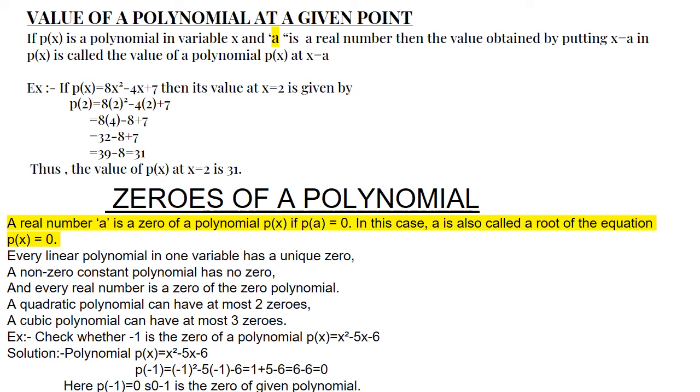If p(minus 1) is not equal to 0, we can say that minus 1 is not a zero of the polynomial. Instead of x we are replacing by minus 1. If we substitute minus 1 instead of x, and we get p(minus 1) equal to 0, we can say minus 1 is a zero of the given polynomial. If p(minus 1) is not equal to 0, we say that minus 1 is not a zero of the polynomial.